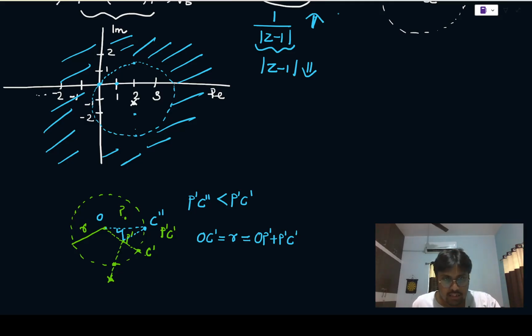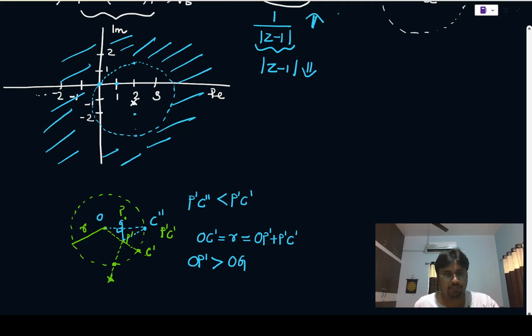And since I dropped a perpendicular over here, using Pythagoras theorem, I can claim for sure that this particular part OP dash, let me call this particular part something like G. So using Pythagoras theorem on this particular triangle, please note, OP dash is more than OG, that is the first thing, and P dash C double dash, please look at this particular triangle, will be more than GC. That's just basic application of Pythagoras theorem.